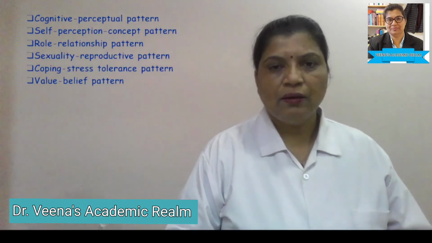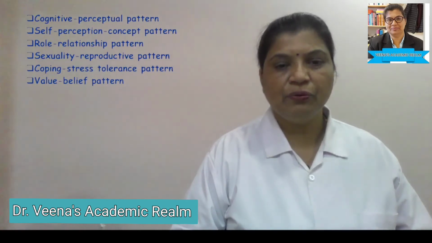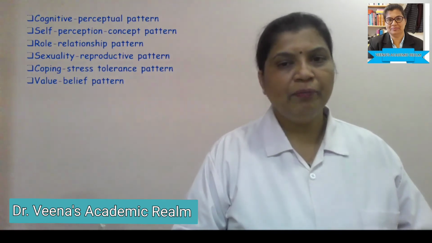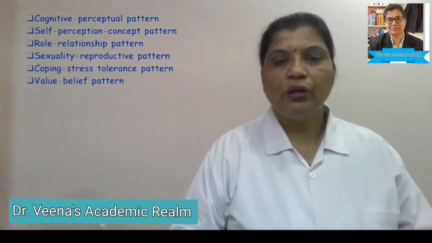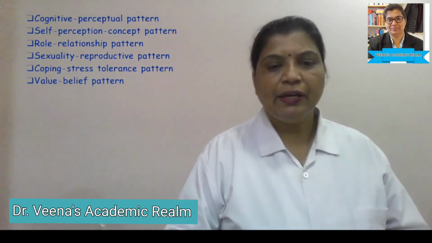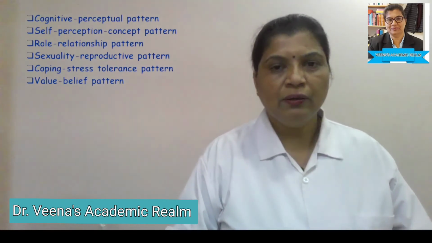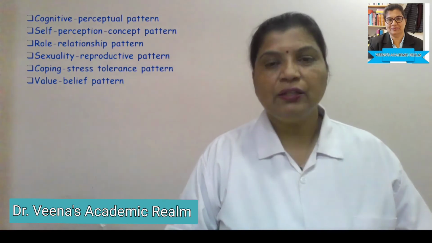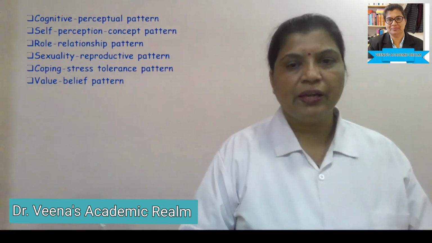So next is a continuation of that organization of data. There is cognitive information. We need to maintain the cognitive perceptual pattern, self perception concept pattern, role relationship pattern, sexuality reproductive pattern, coping and stress tolerance pattern, value belief pattern. So why is this pattern, or systematic way of maintaining the record, important? To organize the data, so we can formulate the nursing diagnosis, plan the care in a systematic way, implement, and the patient will have effective nursing care.